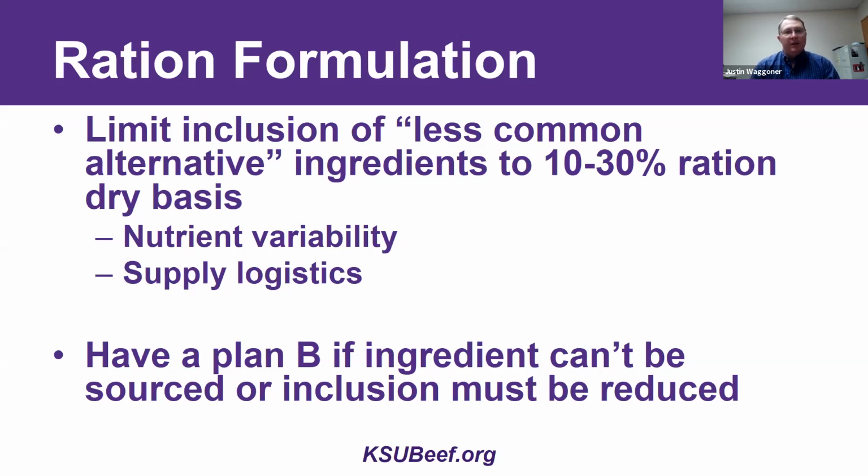The other aspect of that is oftentimes there's some supply concerns or supply and logistics issues. How frequent can we get a load of this particular product in? And with that being said, we also need to have a plan B. If for some reason we can't source that ingredient, can we reduce the inclusion of it pretty dramatically, or can we replace it with something else in the ration without greatly impacting the overall total of the ration? So that's one of the reasons I would recommend that we use fairly low levels in the overall ration of those type of ingredients.